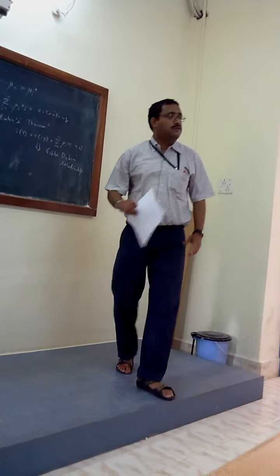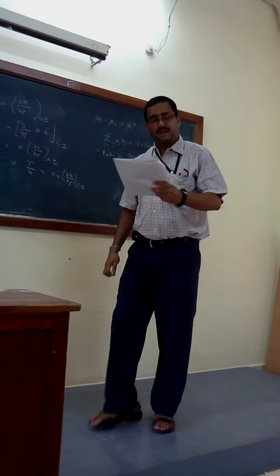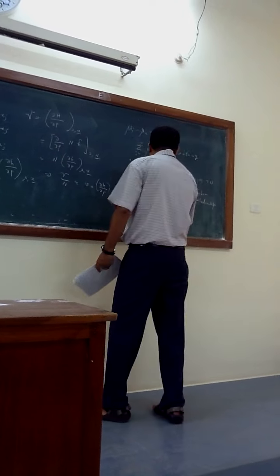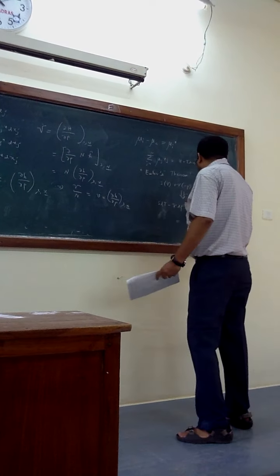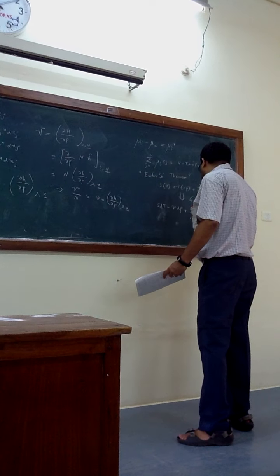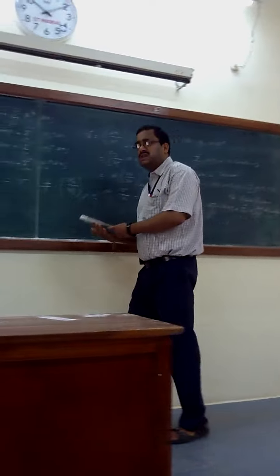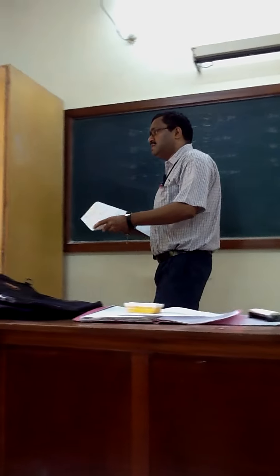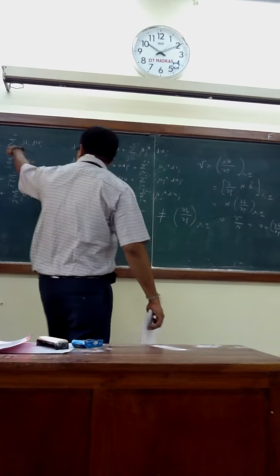Anybody can give me the expression for the Gibbs-Duhem relationship? Yes, sir. SdT minus VdP plus summation i equals 1 to C of n_i d mu_i equals 0. That's the Gibbs-Duhem relationship. And similarly, you can obtain this kind of Gibbs-Duhem relationship for all these equations.